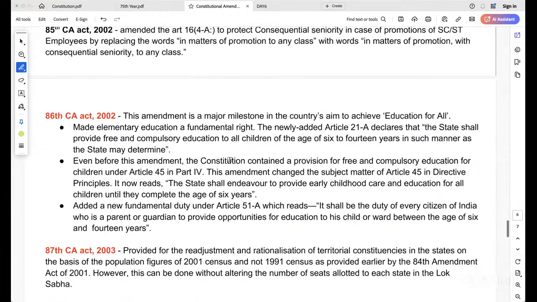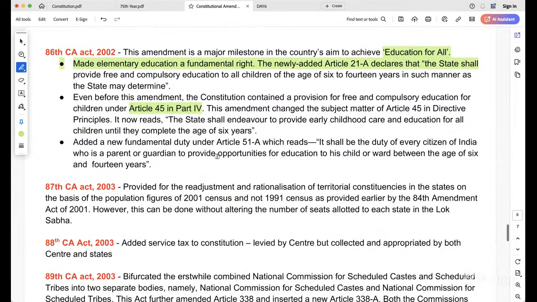See, this is what it is. This amendment is a major one. Education for all. It added a new article, listen, Article 21A that states the state shall provide. Next, Article 45 in Part 4. The amendment changed the matter of Article 45 in DPSP.